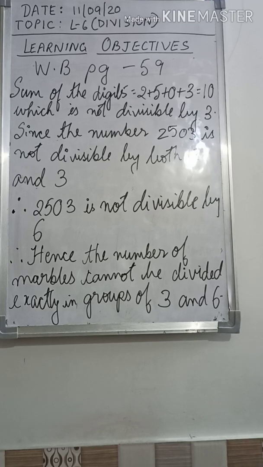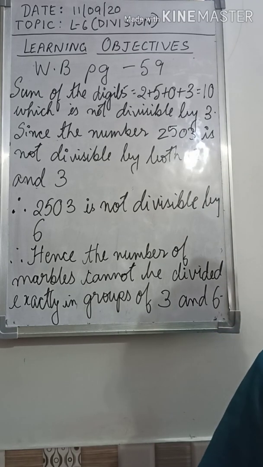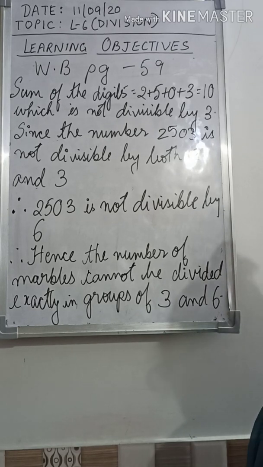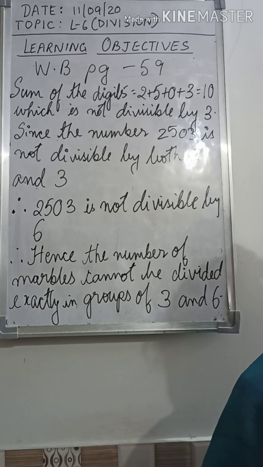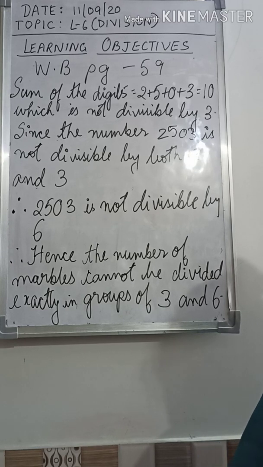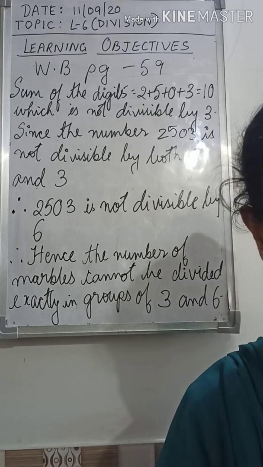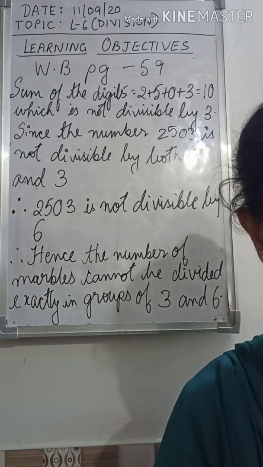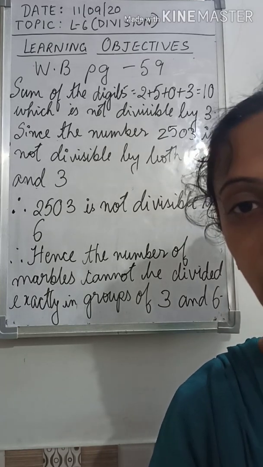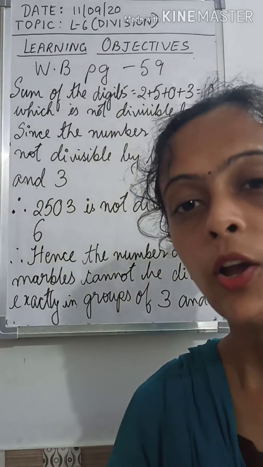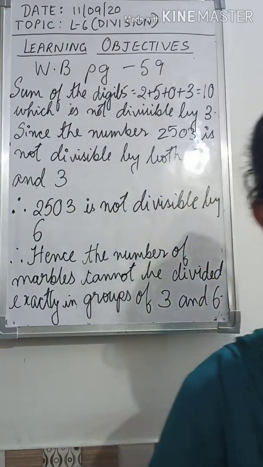Now see question number 18. What is your question? 7,893 is distributed equally among 9 people. Check if any amount is left over. So what can you do here? We can use the divisibility rule of 9, as you are asked to check whether we can distribute among 9 people equally or not. What is the test for 9? We have to add the sum of the digits.